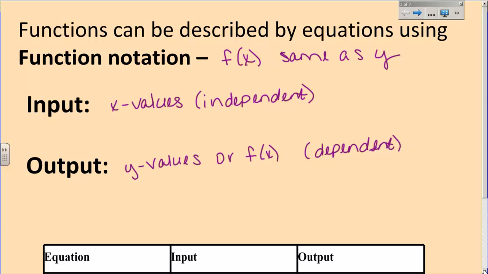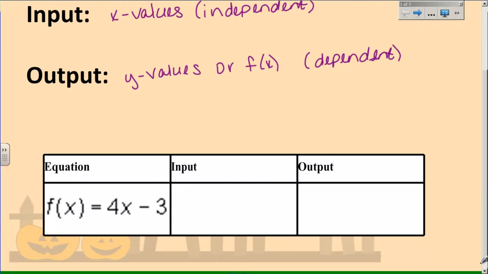So let's do an example really quick. In this table right here, I have an equation. f of x equals 4x minus 3. That is the same thing as saying y equals 4x minus 3. They mean exactly the same thing. My input for this equation is going to be the x values. In this case, I want x to be 6, and here's how I'm going to represent that. I'm going to say I want to find f of 6. What I've done is I've replaced the x with the 6.